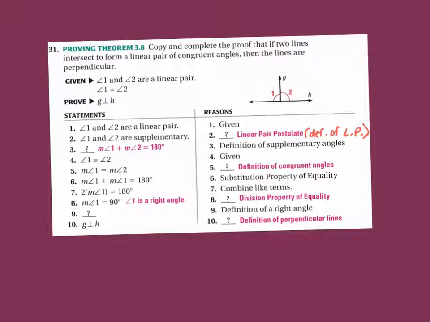So on the test, if you have all these steps, where do we just write? You could literally write the given and the proof, but it won't be that easy.